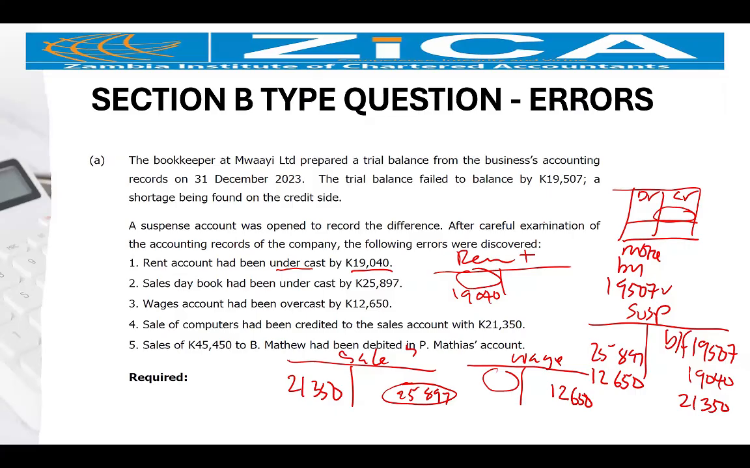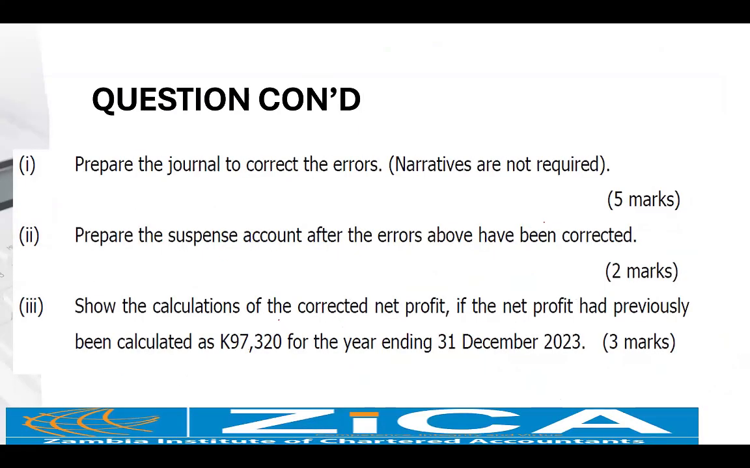Then sales of 45,450 to B Matthew had been debited to P Matthew account. So when you do that, you again assume that B Matthew and P Matthew, both of them are customers, meaning this particular error will actually not affect the suspense account. The correcting entries are P Matthew is the wrong person to be debited. So you need to credit P Matthew, then come and debit B Matthew. So that one really does not affect the balancing of the suspense account. It's an error that will cause the trial balance to still balance.